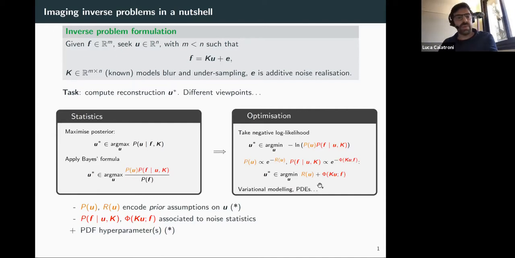So for instance, inspired by PDEs and so on and so forth. What I'm not mentioning here is that, since we start the modeling from some statistical consideration on the form of the PDF, there are also some hyperparameters involved in the expression of this model, and I will address this topic in the following. So far you don't see them, but of course they are there.